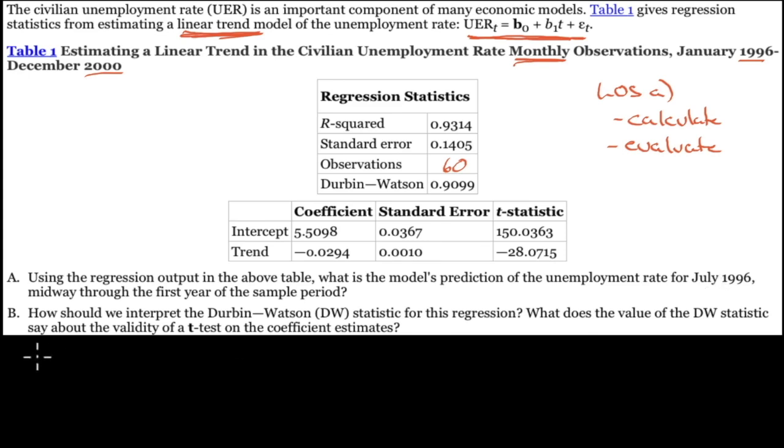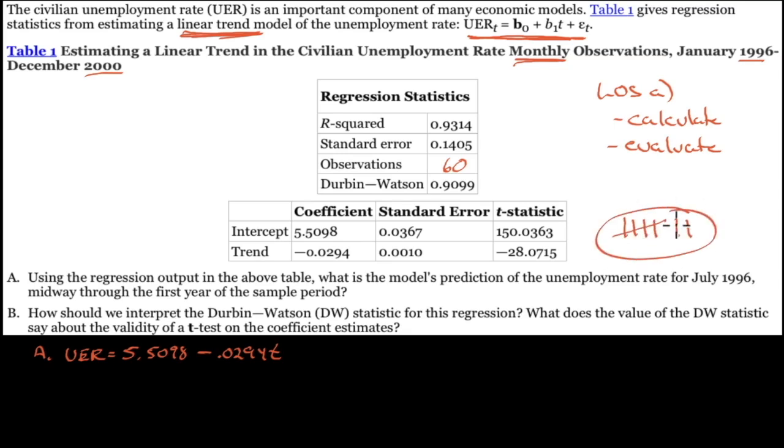So the first thing for A is let's get our equation down. We have the UER is equal to our intercept, 5.5098, plus B1, but B1 is negative, so we'll just put negative 0.0294 T. And we're asked for July of 96, so we just have to count. January, February, March, April, May, June, July. 7 months in. So our T is equal to 7.